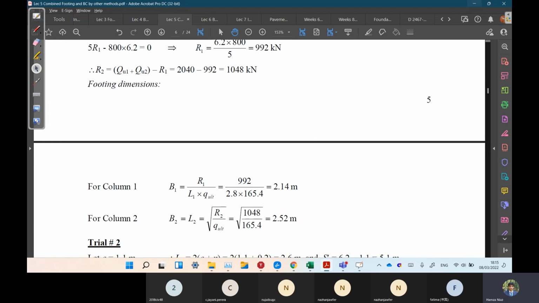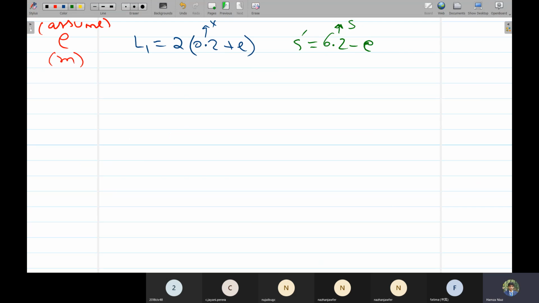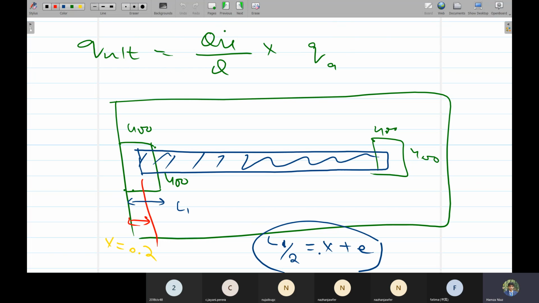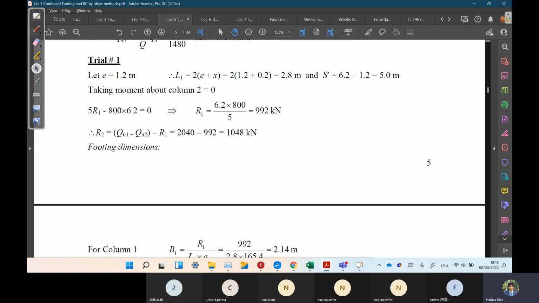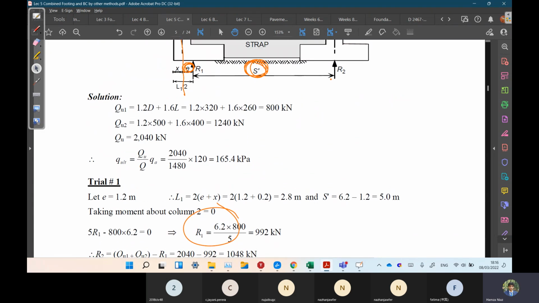Why are we going to find this s bar? Because QU1 is acting here and QU2 is acting here. Now we know the resultant of them would be acting somewhere in the middle. This would be R. Or simply we can use this R, as we have been provided a formula. R is simply 6.2 into 800 by 5.